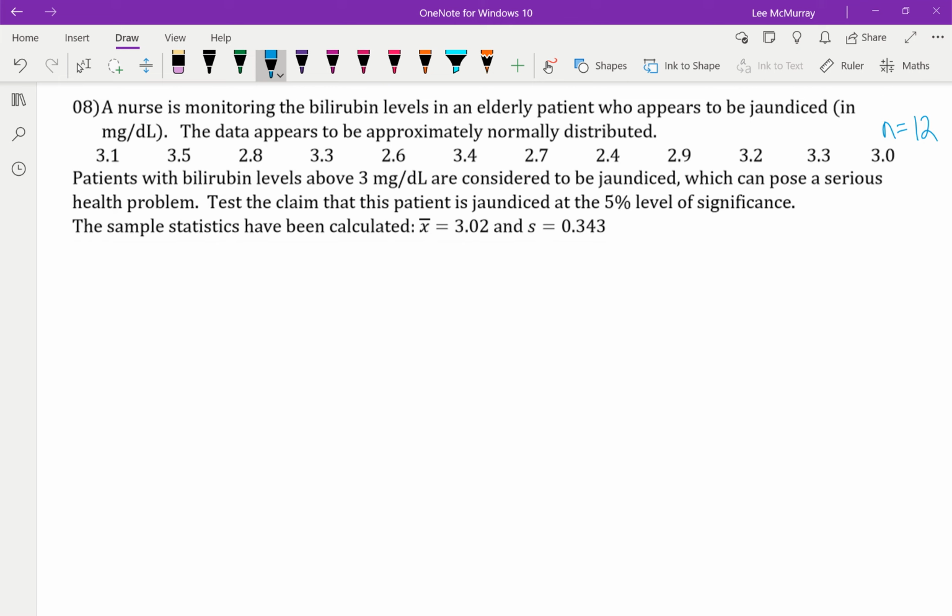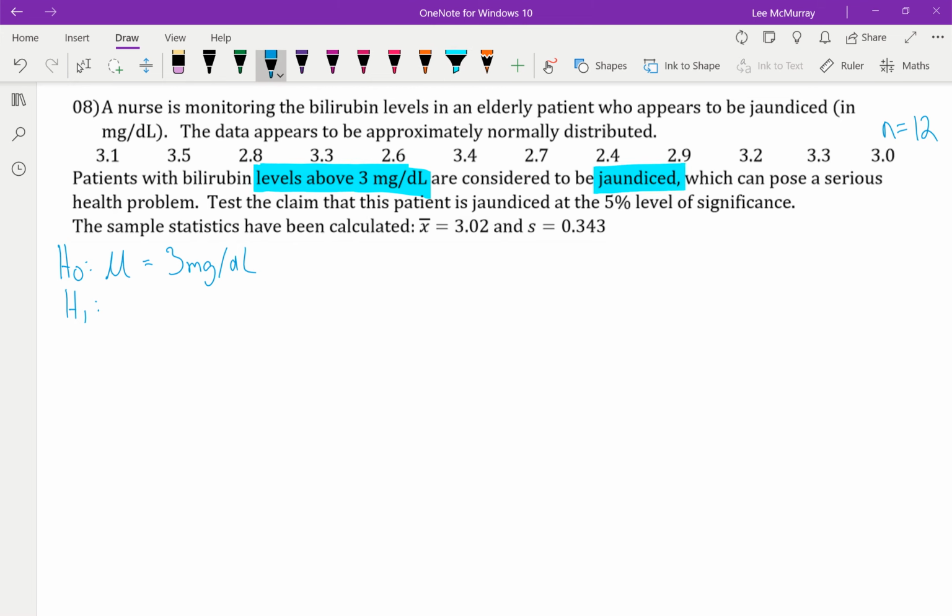Okay, so let's go ahead and start with our H1. In this case, our null hypothesis is that the mean is 3 milligrams per deciliter, right? That's kind of the cutoff point. But the claim is that this patient is jaundiced. So if it's jaundiced, remember the levels have to be above that value, right? So levels above 3 milligrams per deciliter are considered to be jaundiced.